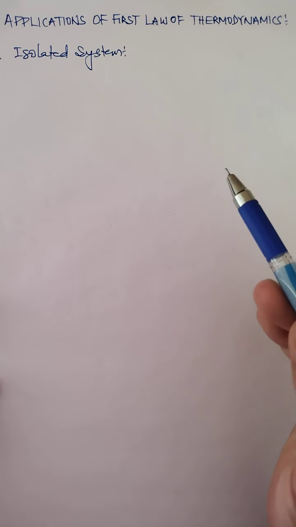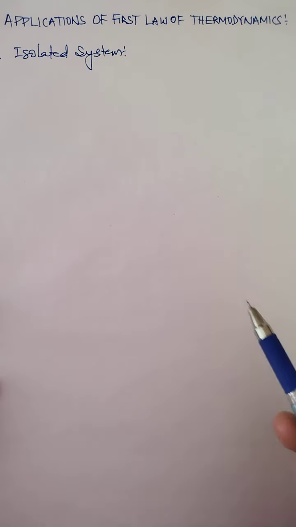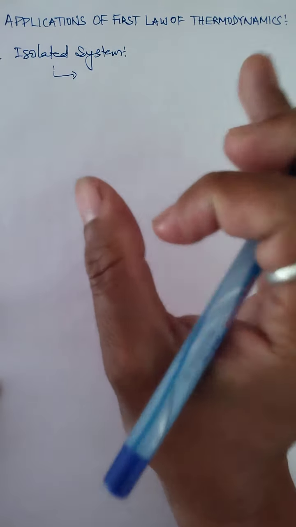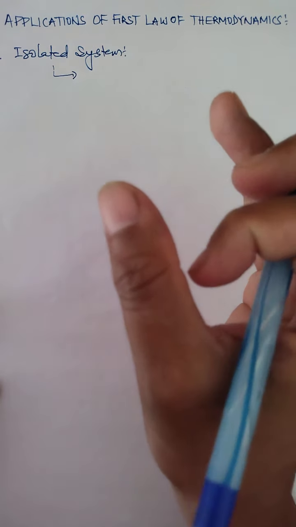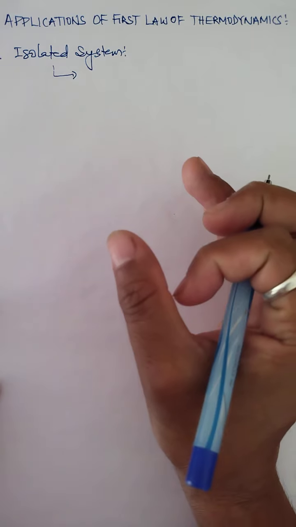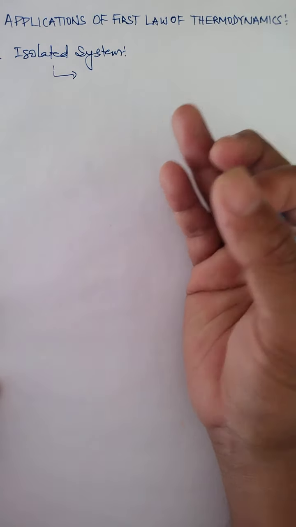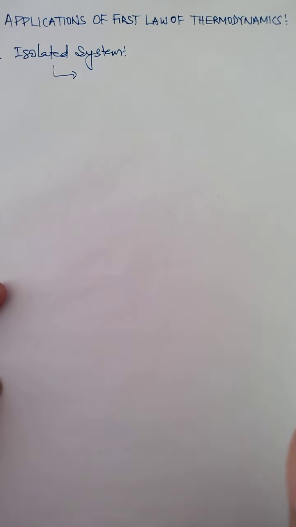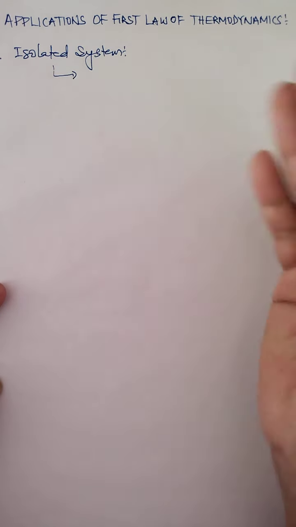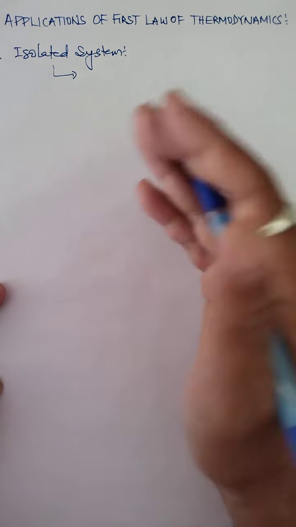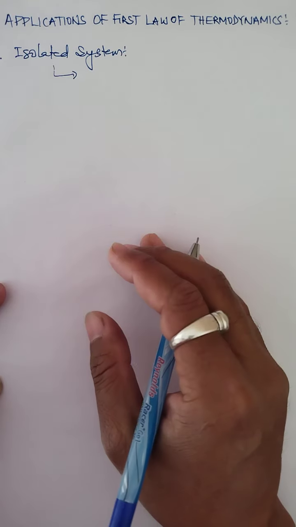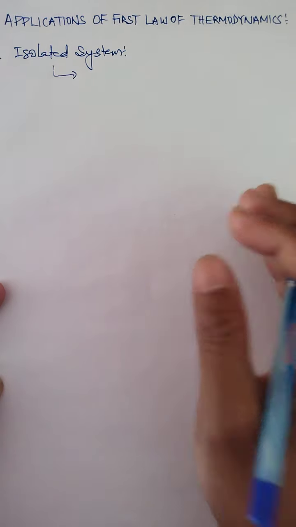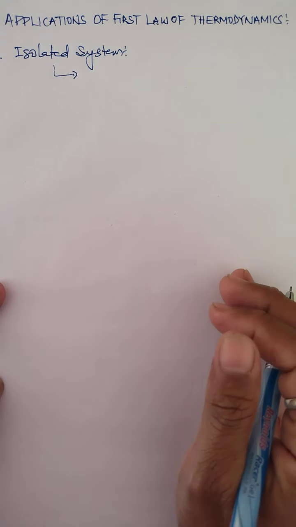Now, the first law of thermodynamics can be written for an isolated system. What is an isolated system? Just try to understand. An isolated system means a system which can neither do work nor take or give any heat from outside or to the outside. So that means such a system where there is no exchange of heat between the system and the surrounding, and there is no work done by the system, and such a system is called an isolated system.